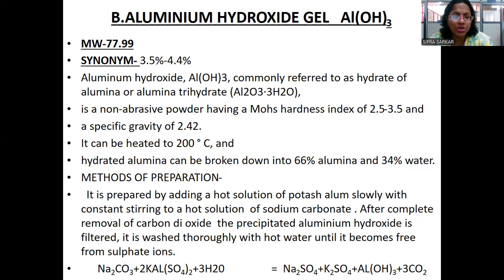Now coming to the method of preparation. It is prepared by adding a hot solution of potash alum slowly with constant stirring to a hot solution of sodium carbonate. After complete removal of carbon dioxide, the precipitated aluminum hydroxide is filtered. It is washed thoroughly with hot water until it becomes free from sulfate. See the reaction process: sodium carbonate and potash alum, which is KAl(SO4)2, react with water to produce aluminum hydroxide, sodium sulfate and potassium sulfate. So it can be prepared in a lab also.